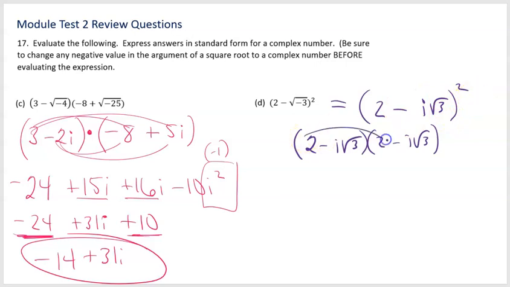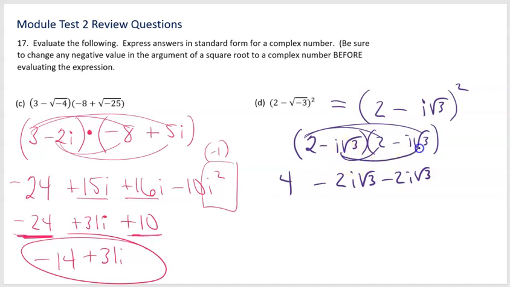Then you FOIL. 2 times 2 is 4. 2 times negative i square root of 3 is negative 2i square root of 3. And then negative i square root of 3 times 2 is another negative 2i square root of 3. Notice because the 2 is not under a square root and the square root of 3 is, we can't multiply those together and get square root of 6. If it's out, it's out. If it's under, it's under. That's the best we can do.